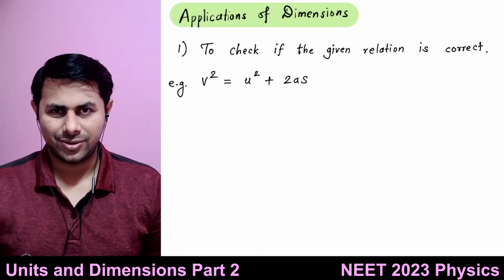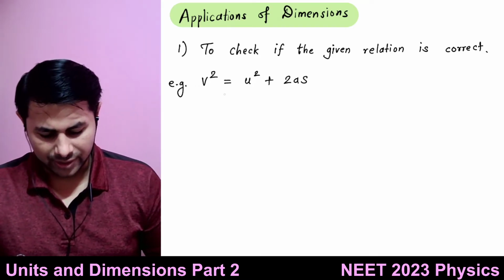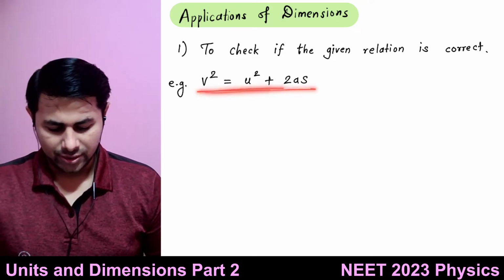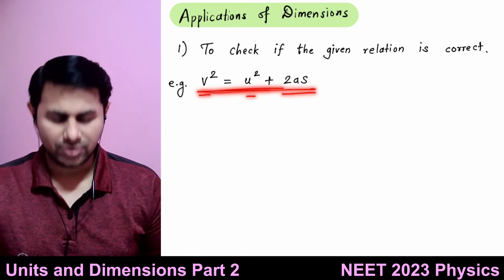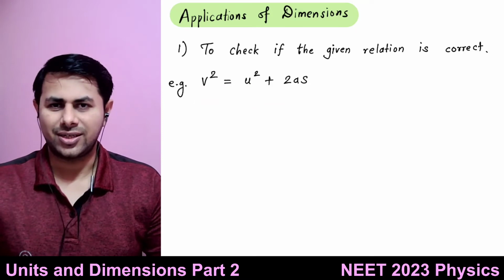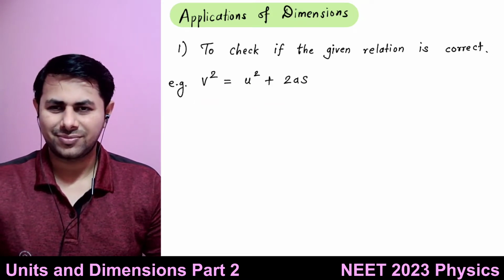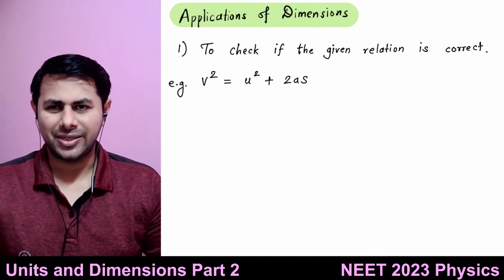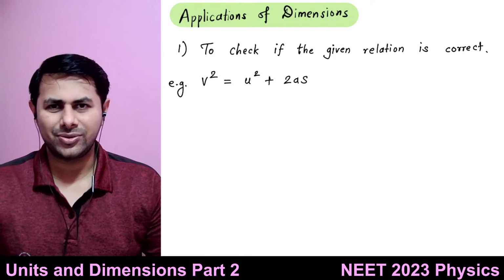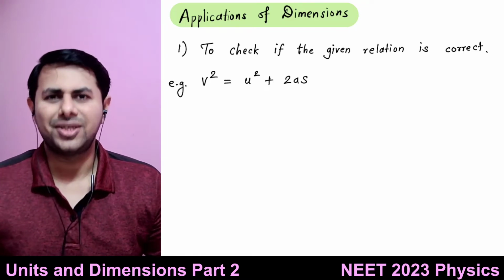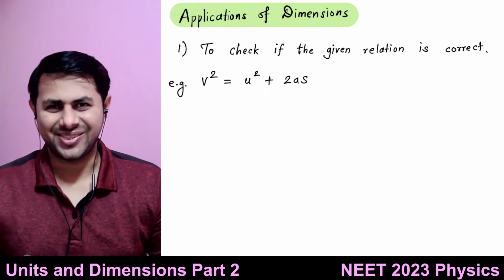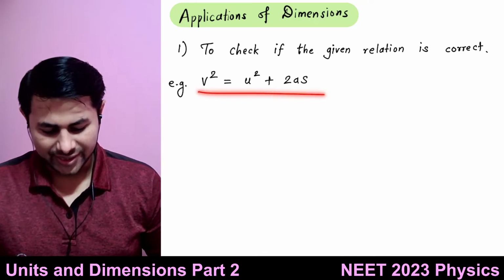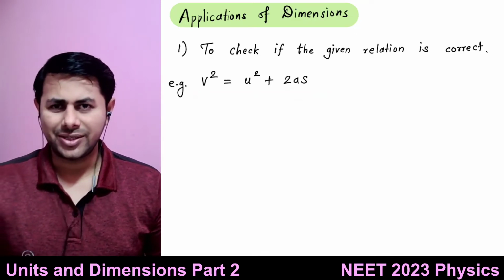or not. Okay. So for an example, let's consider this equation. V square equals to U square plus 2AS. You know it's correct, right? This is which kinematic equation? Okay, second kinematic equation, or third kinematic equation, depending upon how you by-hearted it, right? So let's say this is third kinematic equation and we know it is correct.